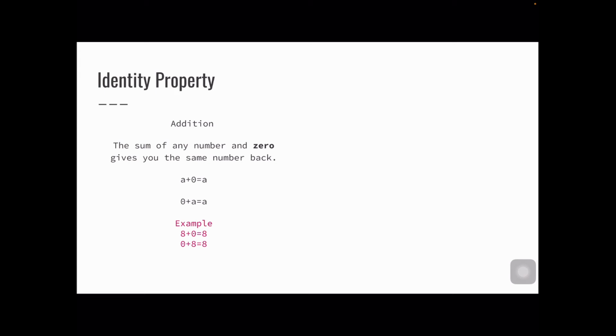So 8 plus 0, for example, is still going to give me 8, which is identical to what we started with. And 0 plus 8 is also still going to give me 8. So the identity of whatever term we're adding 0 to remains the same. Now, multiplication is a little different.